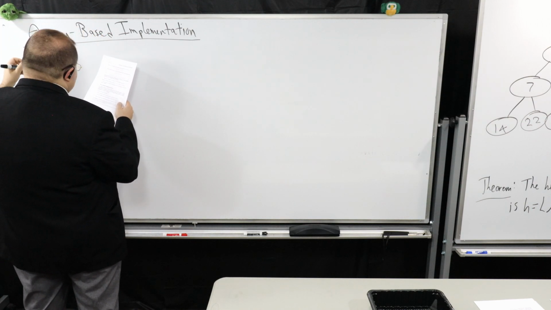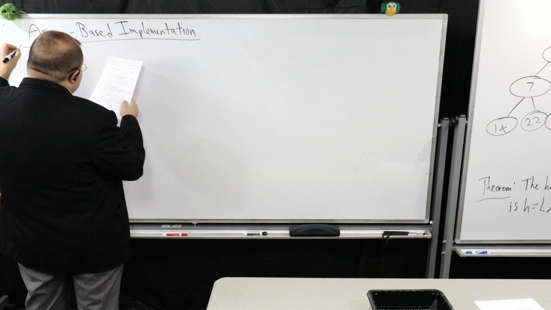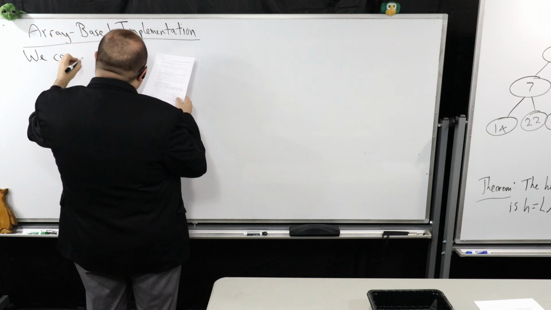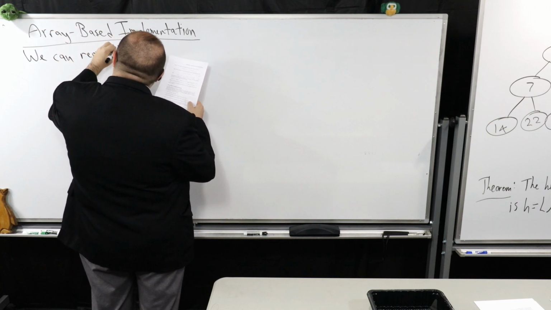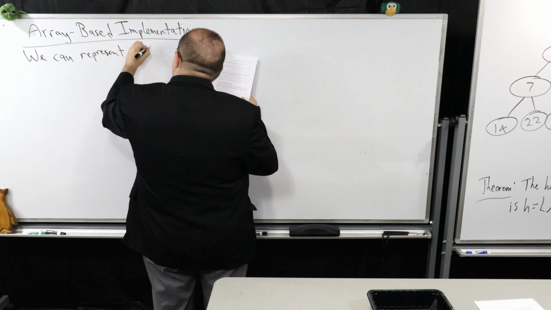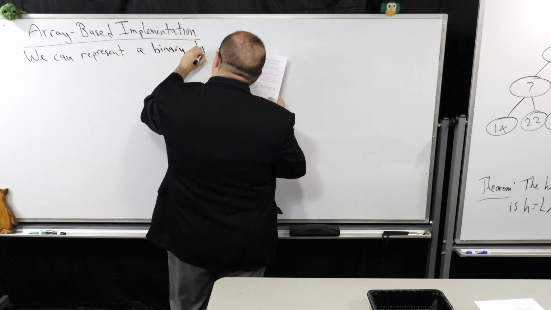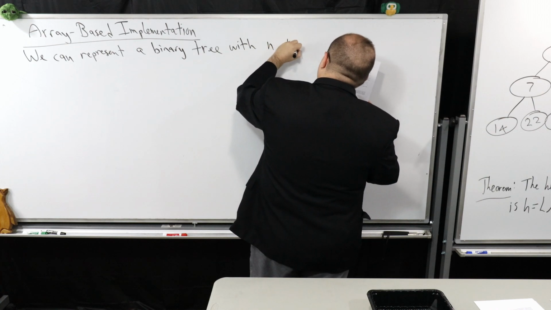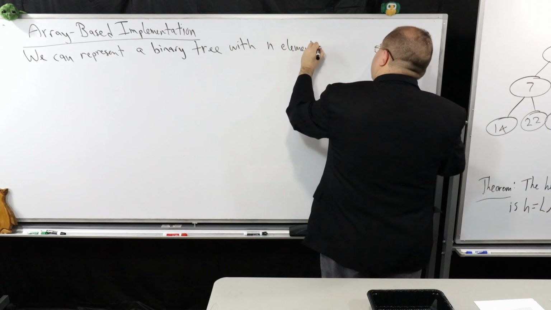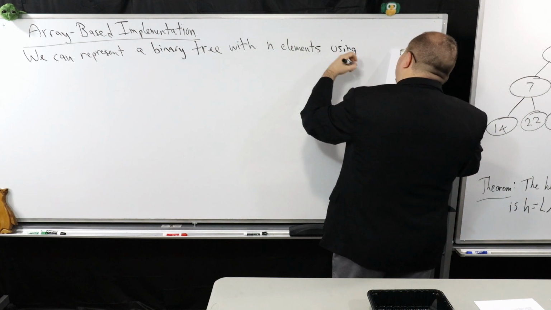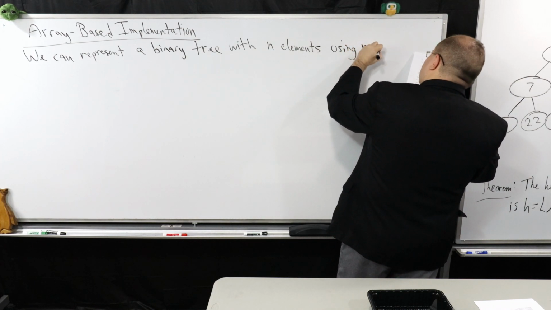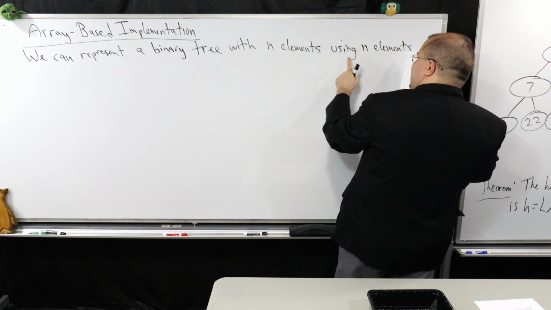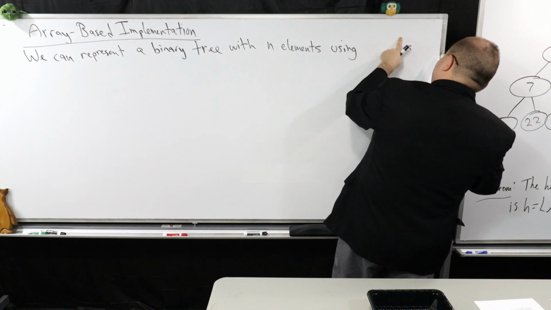So I'm going to say we can represent a binary tree with n elements using an array. So I'm going to assume that n is known at this stage. With n elements using an array. Sorry, I was getting a little ahead of myself.